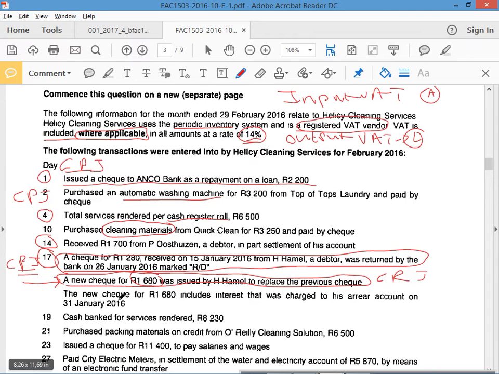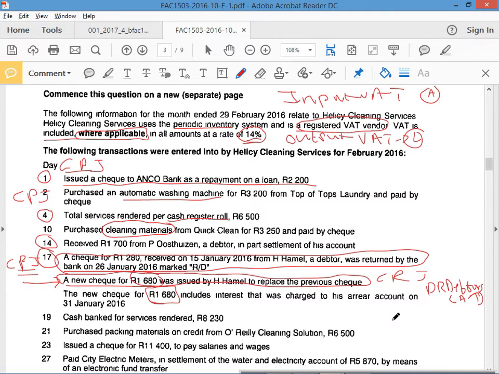Next, the new check for 1680 includes interest that was charged to his arrear account. Okay, so now we've got something else to consider. 1680. Was there interest being charged to his account? Yes. What is interest going to do to the debtor's account? Increase or decrease it? It's going to increase it. So where do you increase a debtor's account? On the debit side. Why? It's an asset that will increase.